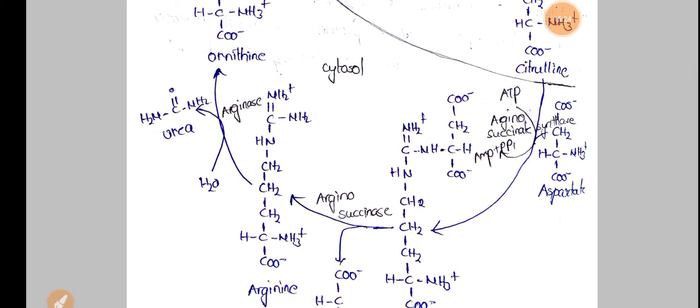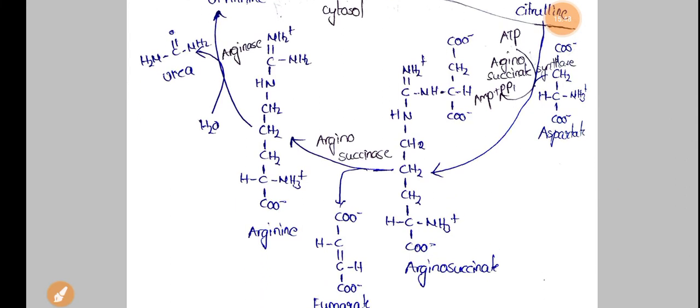So if you see here, argininosuccinate is formed by condensation of aspartate, that is COO minus, CH2, CH, NH3 plus, COO minus. This is the formula of aspartate, and this will combine with citrulline to form argininosuccinate: NH2 plus, CH, COO minus, CH2, COO minus, NH, CH2, CH2, CH2, CH, NH3 plus, COO minus. So this is the argininosuccinate.